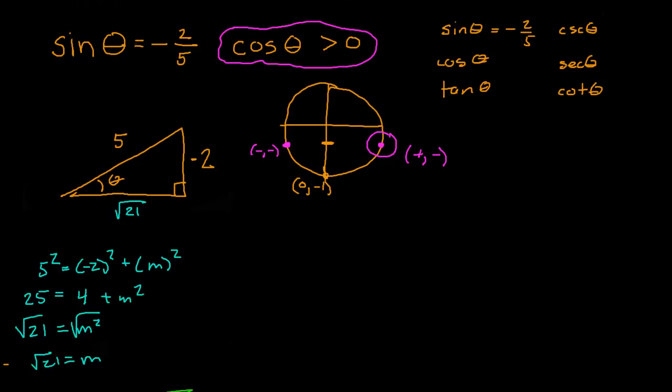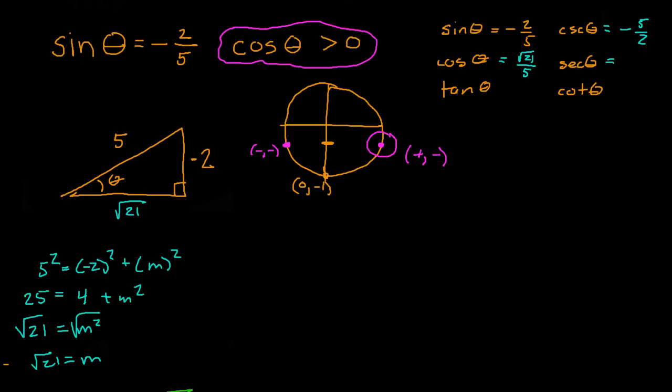All right, so now I have everything I need to fill in all of my blanks. So cosine is the adjacent side, radical 21, over the hypotenuse of 5. Cosecant is the reciprocal of sine, so negative 5 halves, or according to our right triangle trigonometry, the hypotenuse over the opposite, so negative 5 over 2. Secant is the hypotenuse over the adjacent.